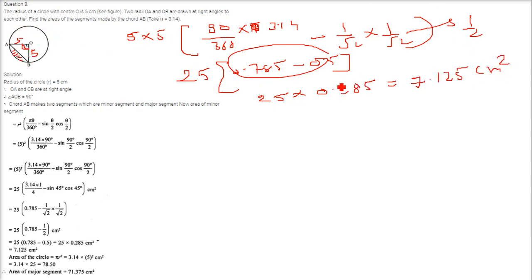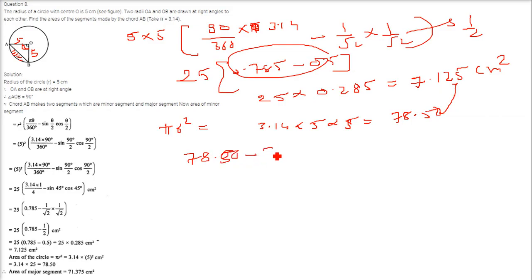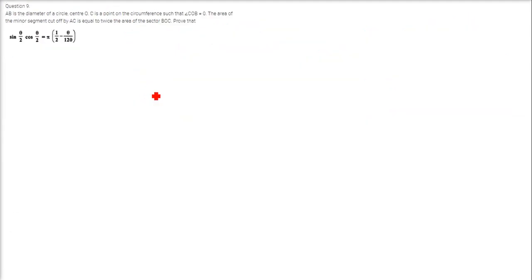Now this is the minor one. In order to find the major one, just subtract this from the whole area of the circle. So area of the circle is pi r square, 3.14 into 5 into 5, which is going to be 78.50. Now you just have to subtract these two, 78.50 minus 7.125, and this is going to come as 71.375. This is the area of the bigger one, that is the major segment. Area will always be in squared units.